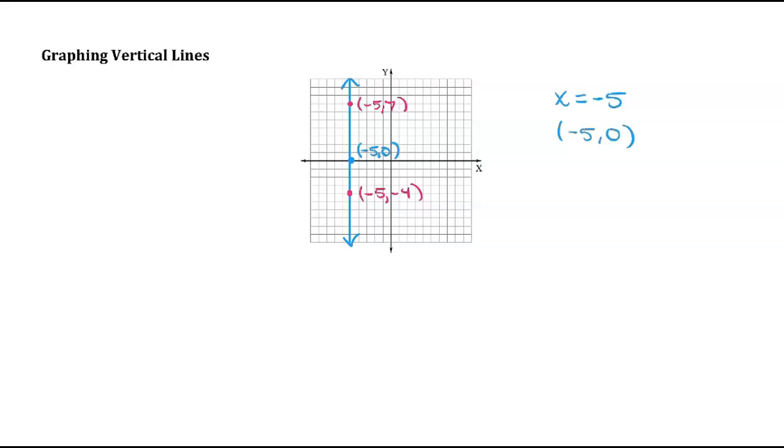In general, vertical lines always have equations of the form x equals a, where a is some real number. They also have x-intercepts at the point (a, 0).